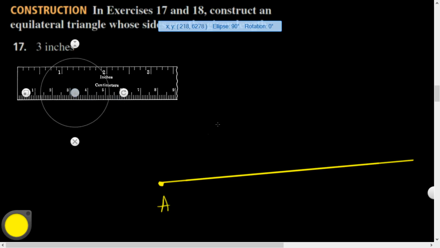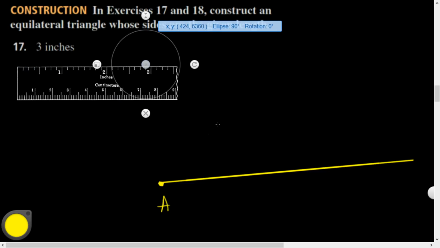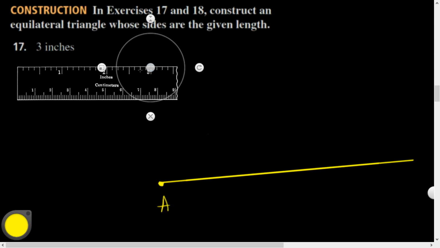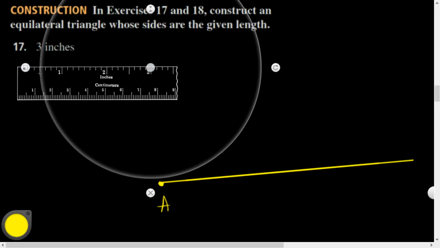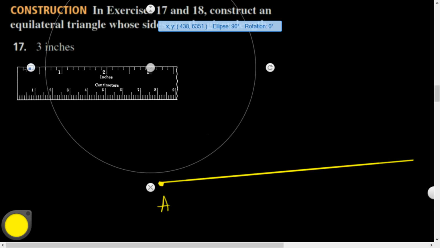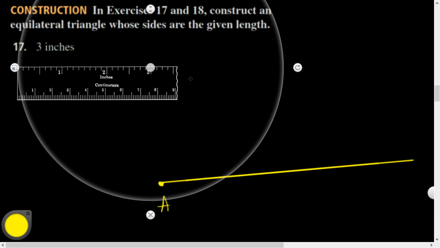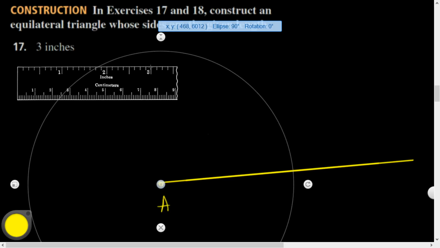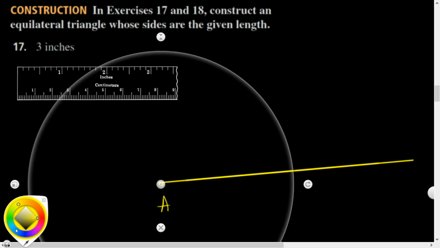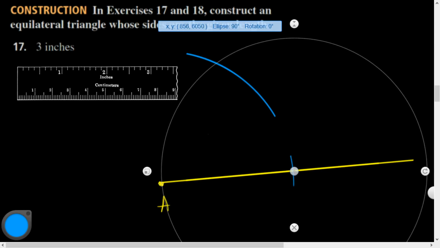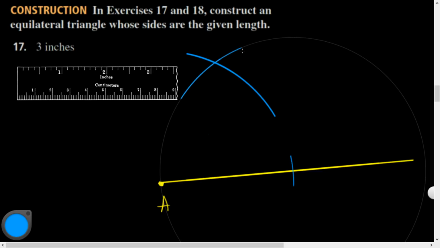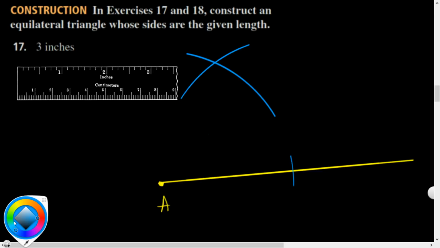Let's measure my compass to be 3 inches. I've got to measure it backwards because I can't fit that there. What I would do is line them up and swipe here. I could swipe up here as well. Go over to this point and swipe up here, and all of those arcs are 3 inches away from one another.